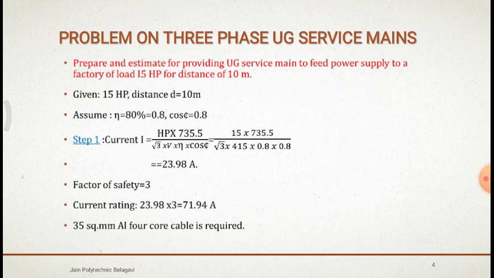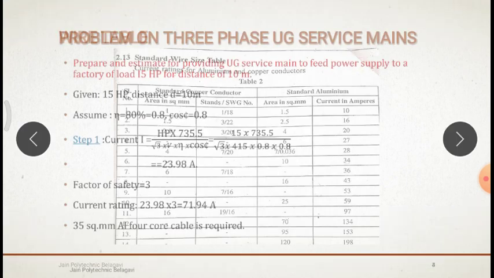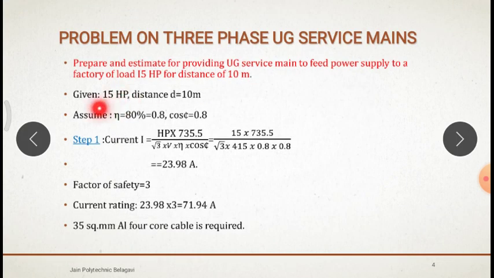Prepare an estimation for providing underground service main to feed a power supply to a factory with a load of 15 HP at a distance of 10 meter. See here, what they have given: a 15 HP factory is there. For that, you need to supply a three-phase underground service main connection at a distance of 10 meter. How much material is required, and what is the total estimated cost to install that three-phase underground service main, that you have to calculate.